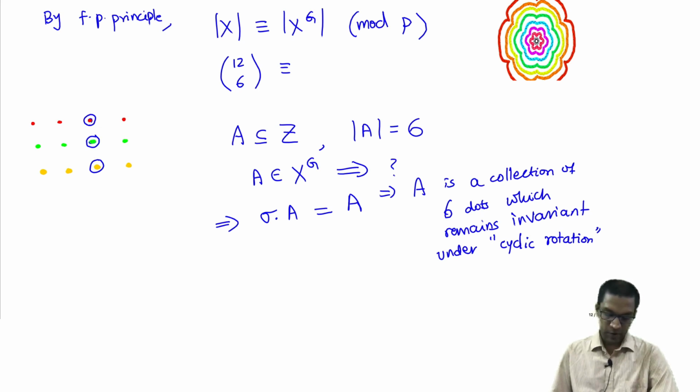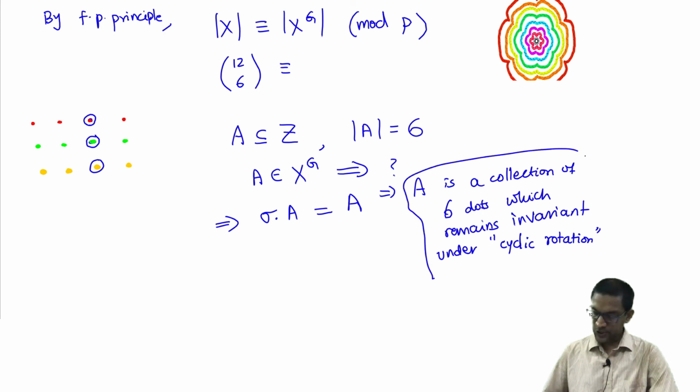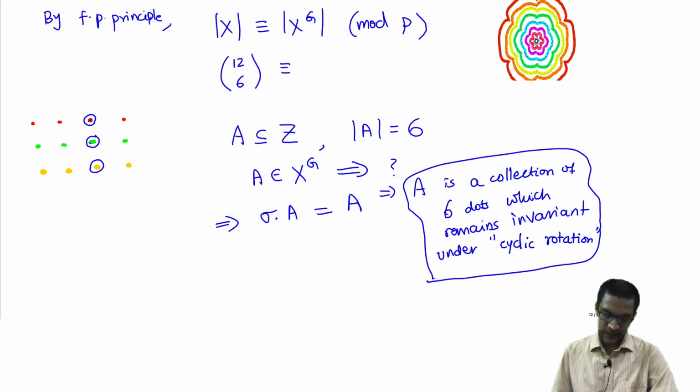Then what will happen if I perform sigma on A? The new set sigma A will contain the green dot, but the original set A does not contain the green dot. So this property, that A must be a collection of dots which is invariant under cyclic rotation, means the following: as soon as A contains any dot, say the red dot, then it must contain the other dots in that column. So this automatically means this is there, this automatically means this is there. So all 3 in a column are automatically there.